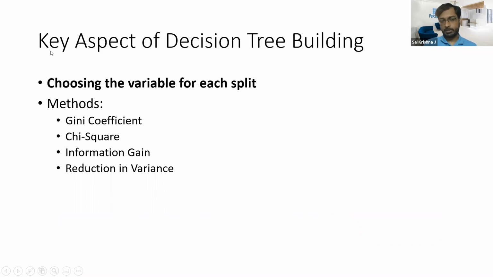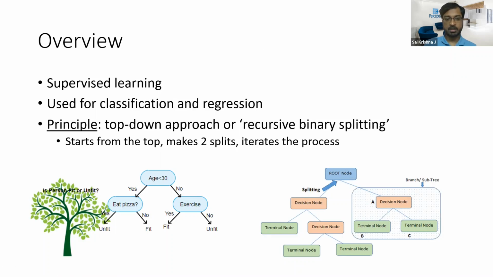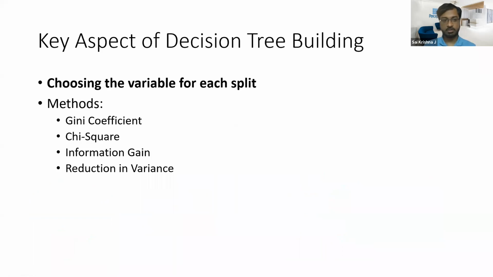So one of the primary aspects of building this decision tree is choosing the variable for each split. So for example, coming back here, at this point we determine whether a person is fit or not based on whether he eats pizza. At this point, you're saying I will determine whether a person is fit or not based on whether he is doing exercise or not. But how did they decide on pizza, and how did they decide on exercise? There could also be other factors such as blood pressure, sugar, or any other lifestyle behavior, right? In reality, there will be so many different criteria. Out of all those criteria, what is the best criterion that can be chosen? That is what we mean when we say choosing the variable for each split.